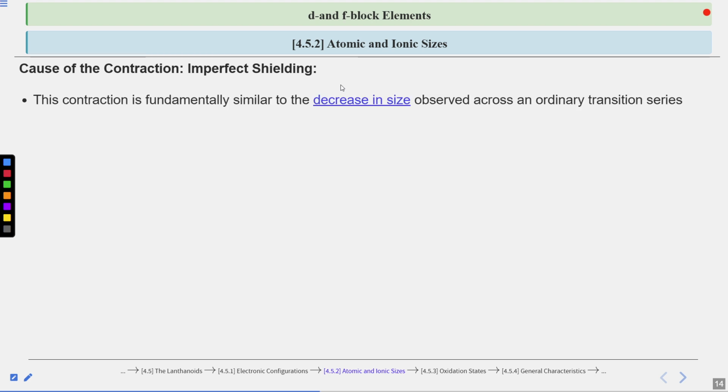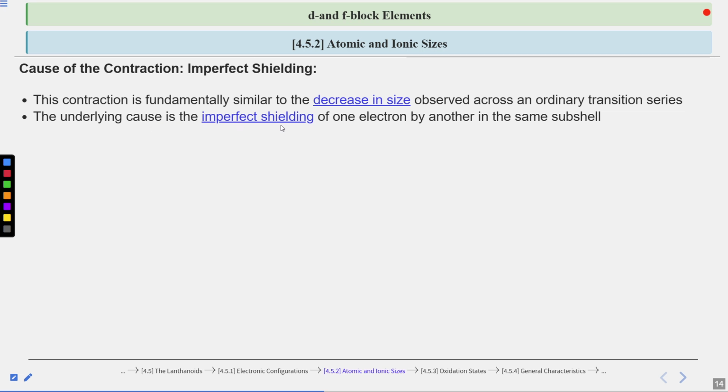So the contraction in the size is fundamentally similar to the decrease in the size observed across an ordinary transition series. Okay, so what is this contraction cause? Why is the size decreasing if you move across the lanthanoid series? Okay, maybe due to imperfect shielding, right? As I said, due to the 4f orbitals providing poor shielding. And this contraction is fundamentally similar to the decrease in size which we have observed across the ordinary transition series.